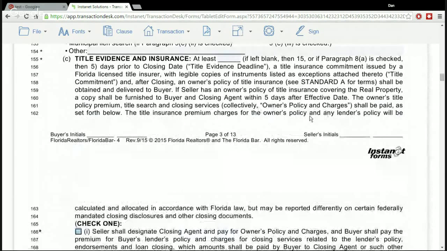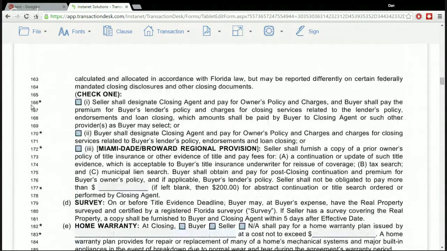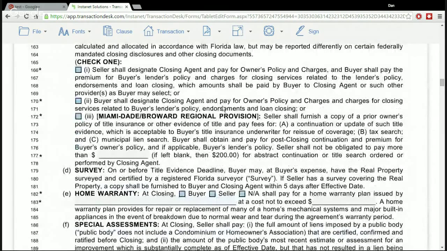This talks about lines 161 and 162, who pays for title and how that's handled, and it's all basically determined down here on this next page, lines 166 through 178. So let's take a look at that. If this box is checked here, 166 item 1, the seller designates the closing agent and pays for the owner's policy and charges, and the buyer shall pay for the premium for the buyer's lender's policy and charges for closing services related to the lender's policy. So there's endorsements and loan closing. Those amounts are paid by the buyer to the closing agent or such other providers. So the seller pays for the owner's policy, the buyer pays for the lender's policy.